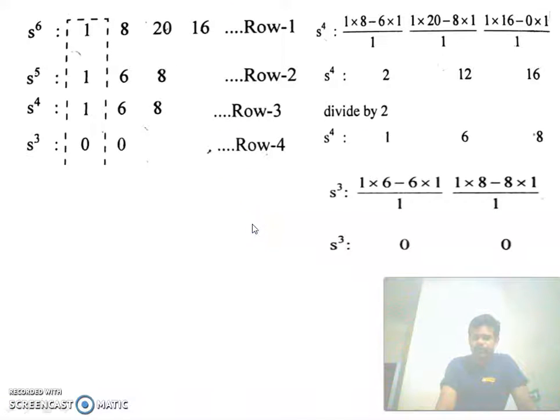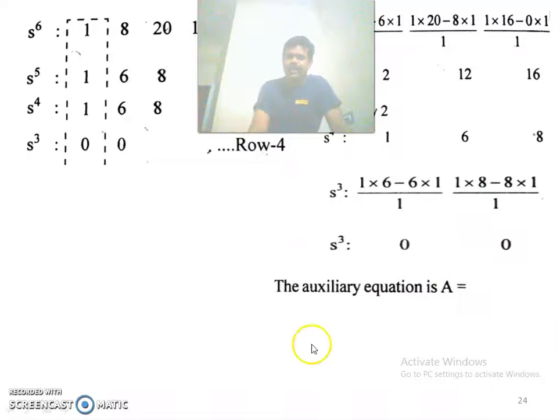Now we have to create the auxiliary equation. Here we are getting the S3 row as 0, so we have to take the S4 row. S4 plus 6, 8: S to the power 4, then you skip the next one, S cube, so you get S square, so 6S square. Then you skip the S. What is the next one? The constant. So the auxiliary equation is nothing but S to the power 4 plus 6S square plus 8.